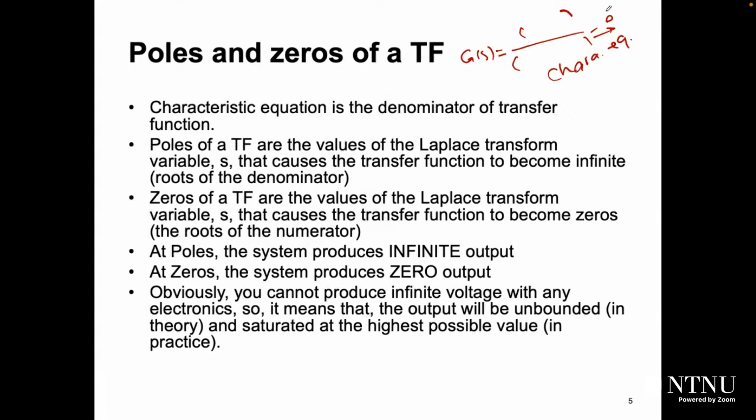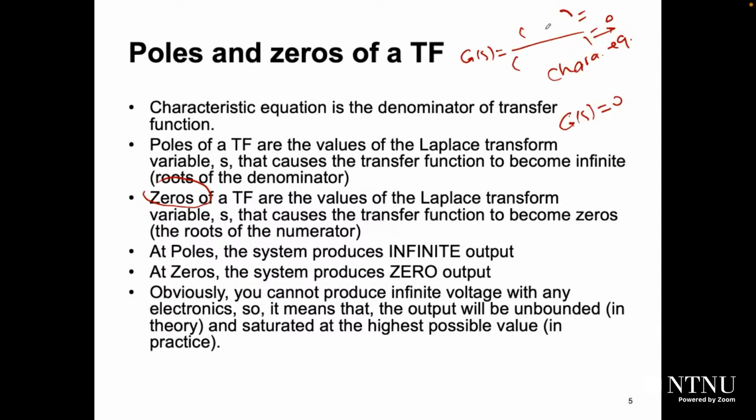The zeros, on the other side of the transfer function, are the values of the Laplace transform variable s which cause the transfer function to become 0. So the zeros are the values of s which will make G(s) equal 0. If you want G(s) to be equal 0, you need to set the numerator equal 0, right? So we need to get the roots of that part.